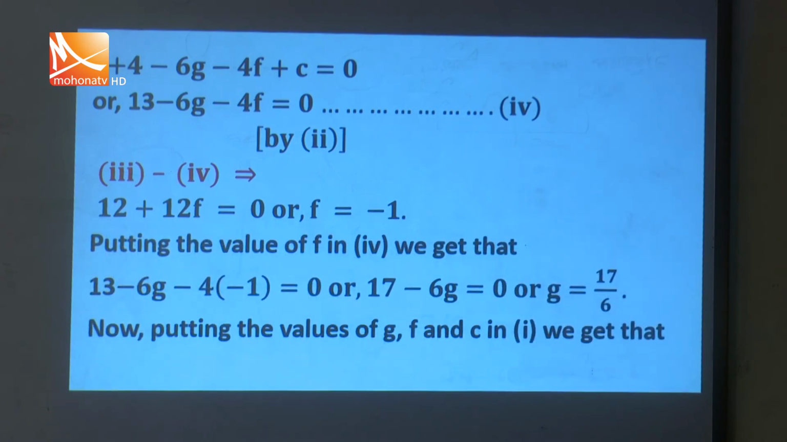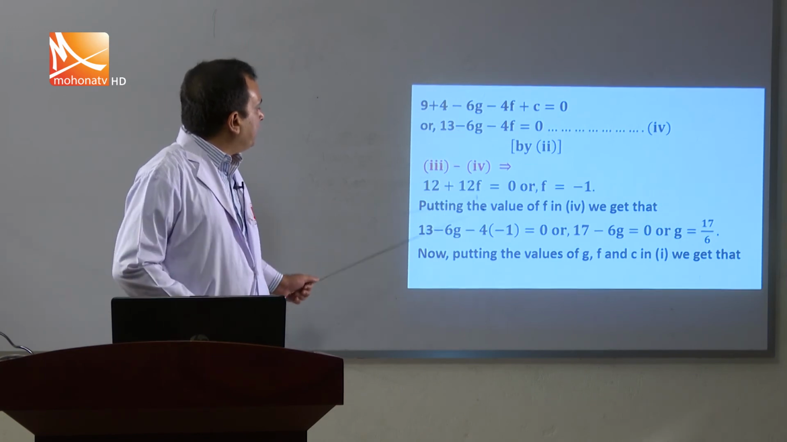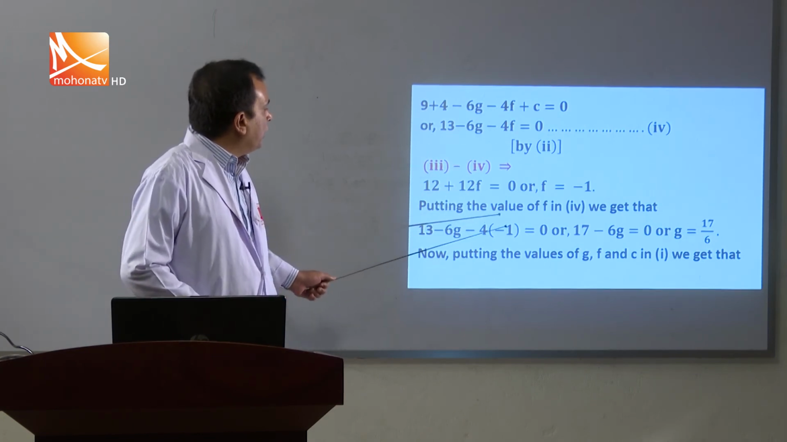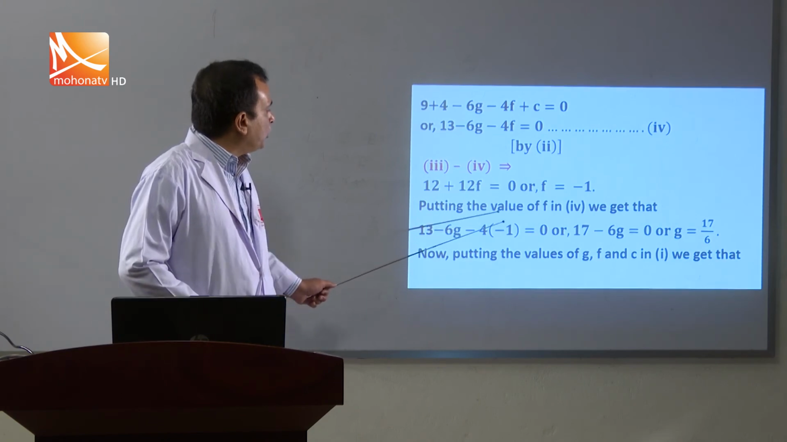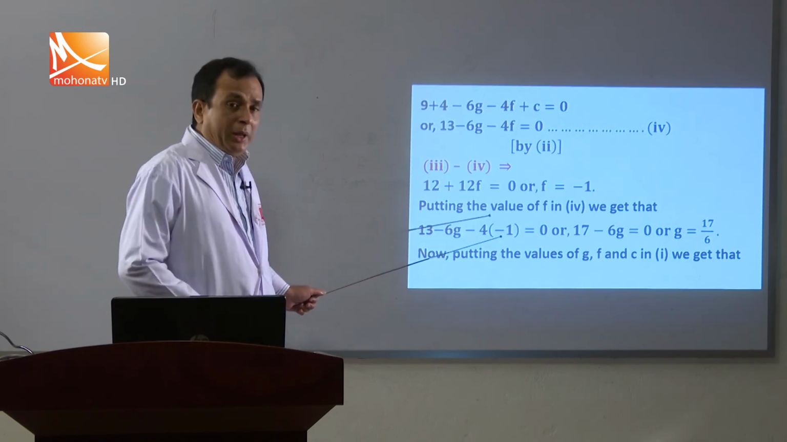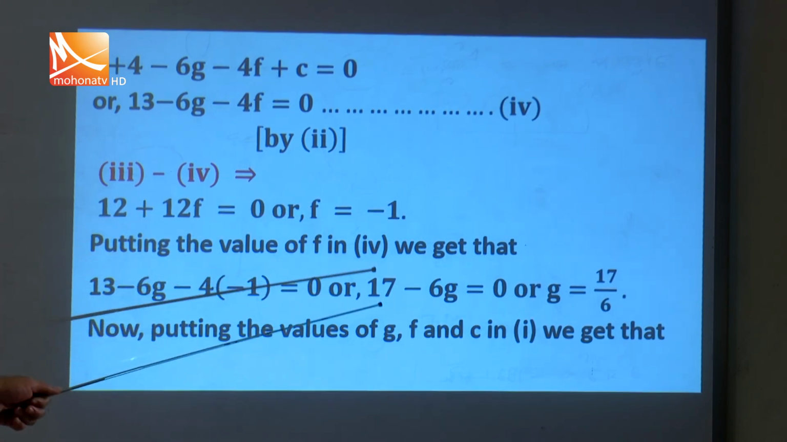Now, we are putting the value of f in 4. You just see that 13 minus 6g minus 4 into minus 1. This is minus 4 into minus 1, it will be plus 4. So 13 plus 4 is 17 minus 6g equals 0, or g equals 17 by 6.